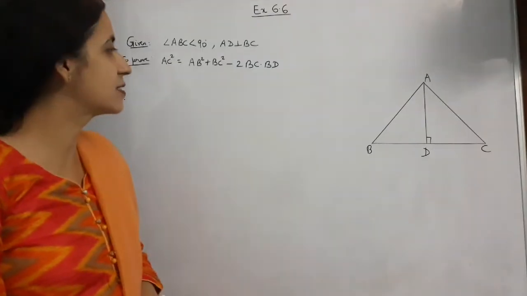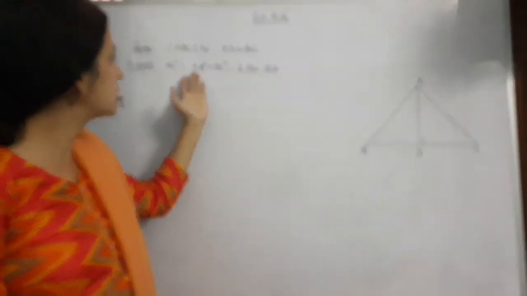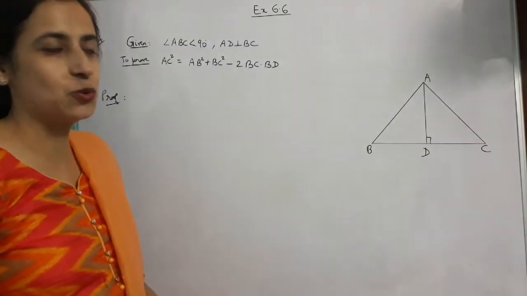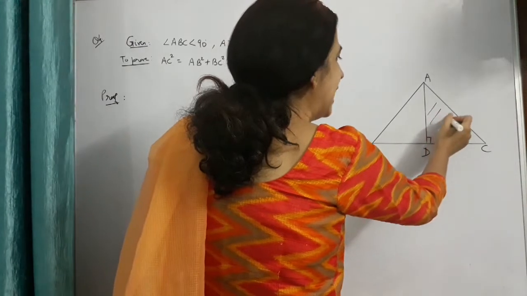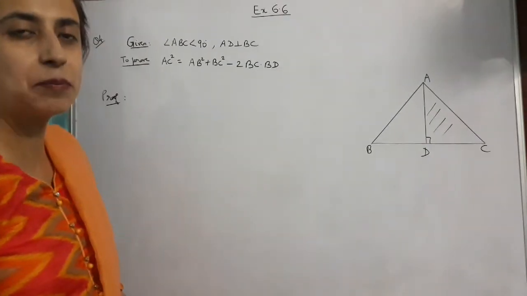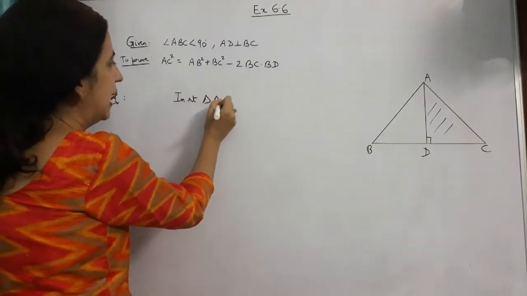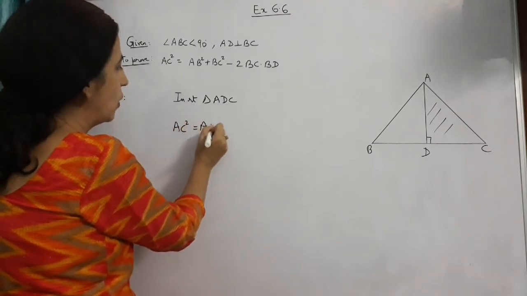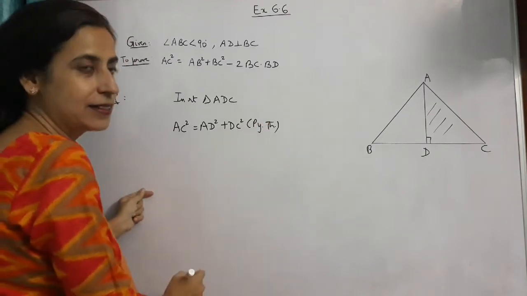In the next question, it is given to us that angle ABC is less than 90 degrees and AD is perpendicular to BC. And we have to prove this result that AC square is equal to AB square plus BC square minus 2BC into BD. Now over here we can see that this triangle ADC is a right angle triangle, so we can apply Pythagoras theorem in this right triangle ADC. So on applying Pythagoras theorem we obtain AC square is equal to AD square plus DC square.